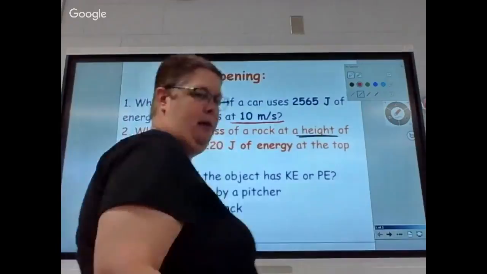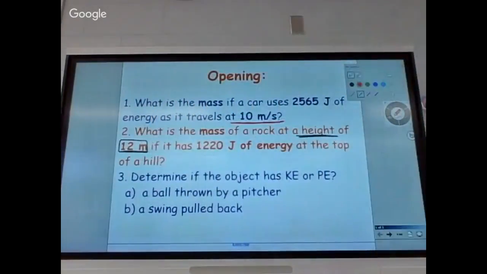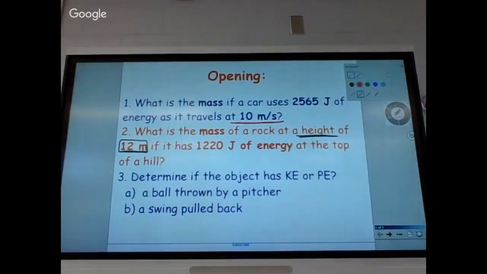All right, number 3. Determine if the object has kinetic or potential energy. A ball thrown by a pitcher. Kinetic. Why? Because it's moving. A swing pulled back. Potential. It's not moving.